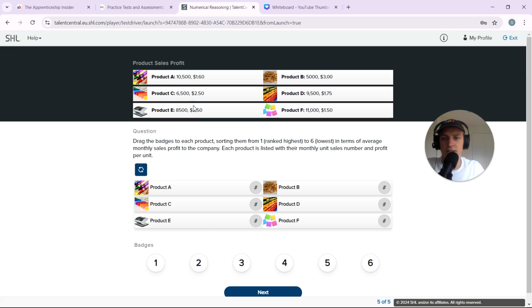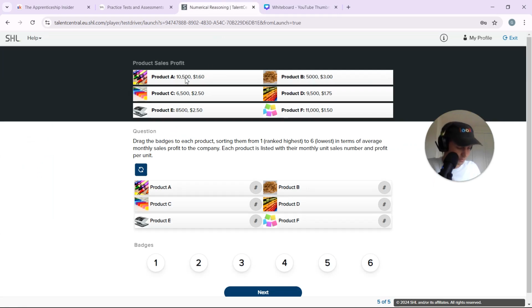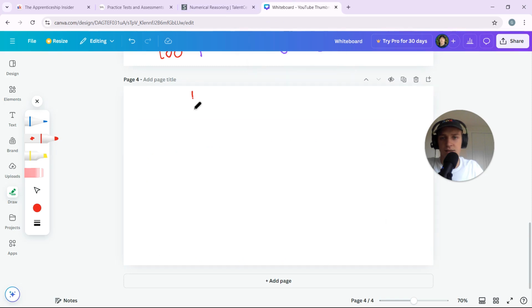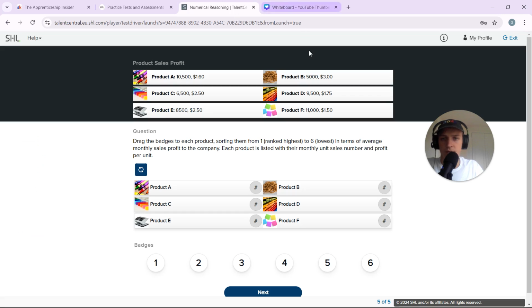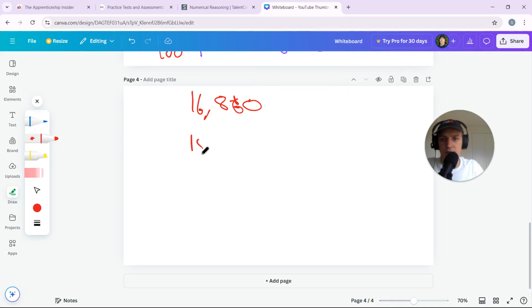Okay, so this is super easy. You basically just times everything together, essentially, and write it down like this. So the first one is going to be 10,500 times 160. So that's going to be 16,800 for the first one. Then B is going to be 5,000 times 3, which is going to be 15,000.